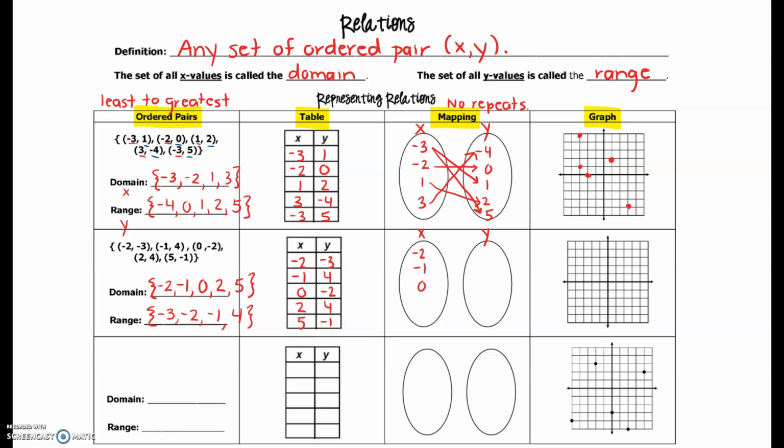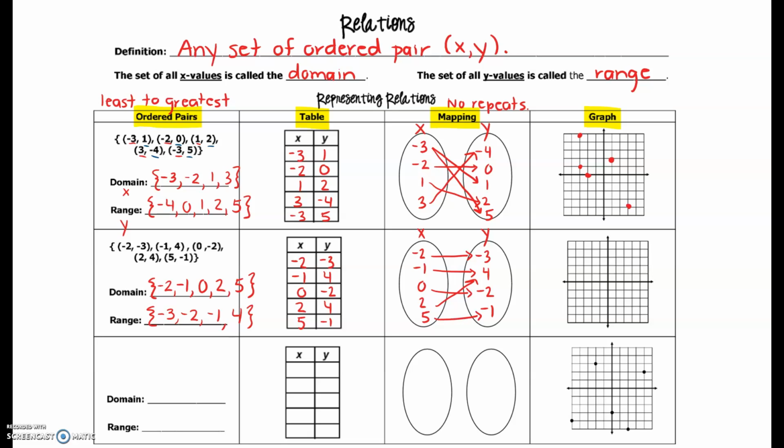Again, as we place those numbers in our mapping diagram, the x values go on the left-hand circle, so -2, -1, 0, 2, and 5, and the y values go in the right-hand oval. Again, we do not put a repeating value in the mapping diagram. So the mapping diagram should look very similar to what you wrote out for your domain and range when we didn't repeat those values. So the last part would be to draw from -2 to -3, -1 to 4, 0 to -2, 2 would also go to 4, and then 5 to -1.